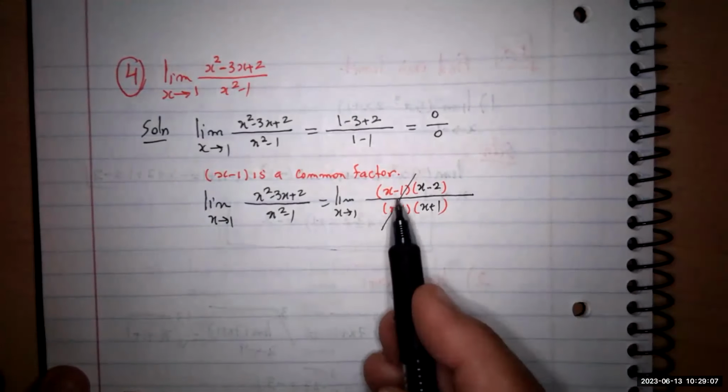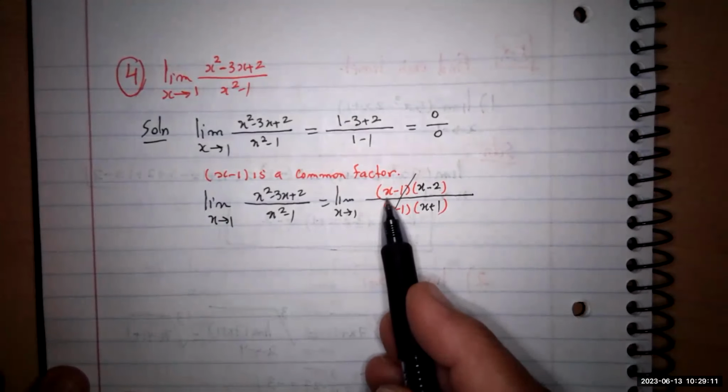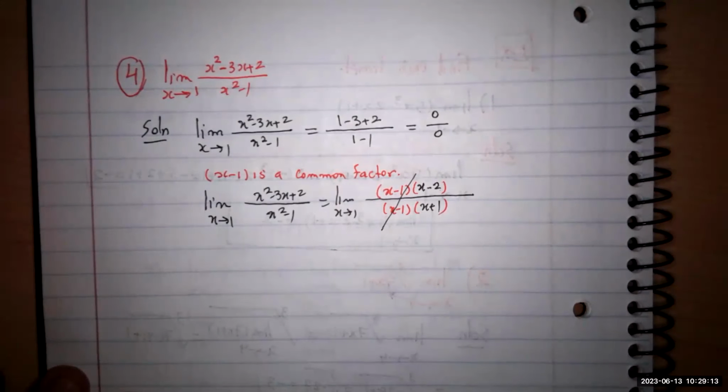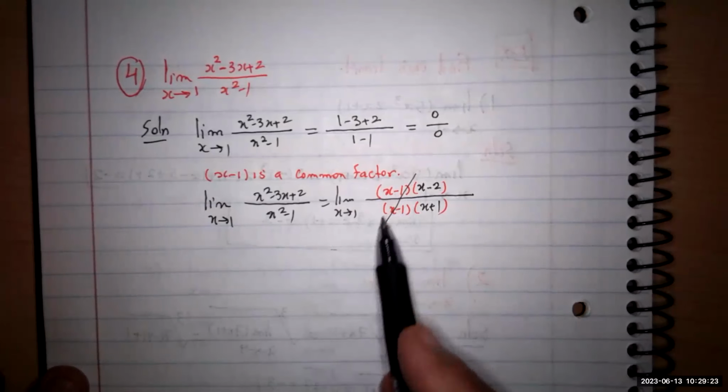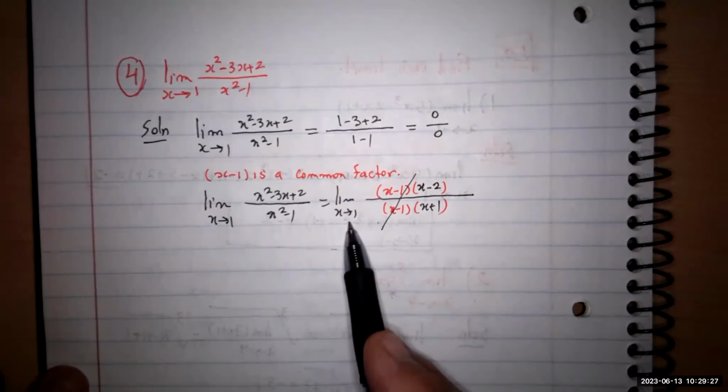Remember, we divide by x minus 1. And some people say, oh, you have to assume that x is not equal to 1. We have the limit. X goes to 1, remember? X goes to 1 means x is not equal to 1. Since x is not equal to 1, we can eliminate it. That's why you have to keep the limit here.